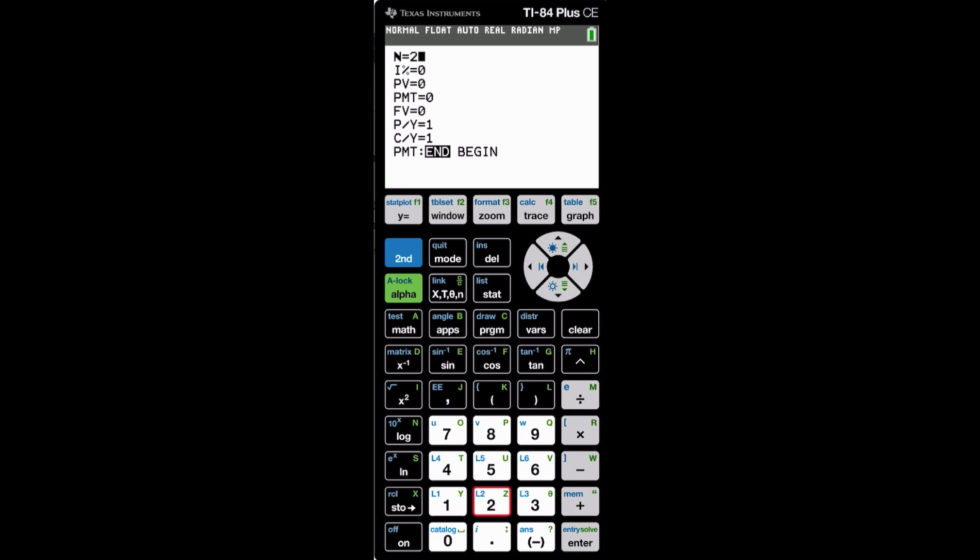So N is the number of years. In this case, it's 2 years. The interest rate they told us was 6.4%. Present value is going to be negative 37,000. Now, the way the app works is that your present value and future value have to be opposite sign. That is why I'm making present value negative.